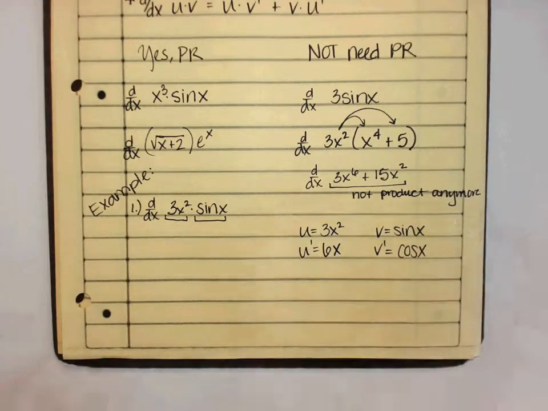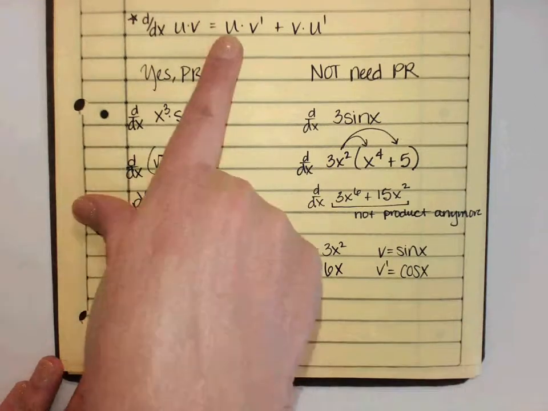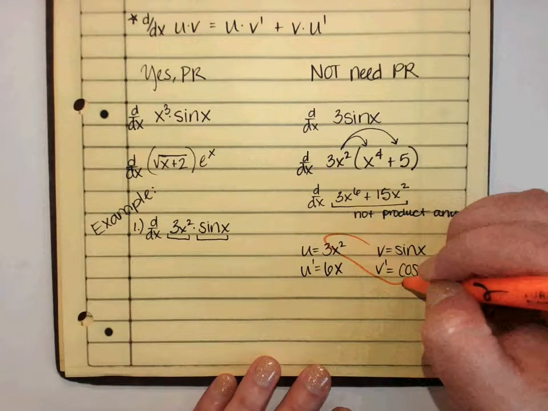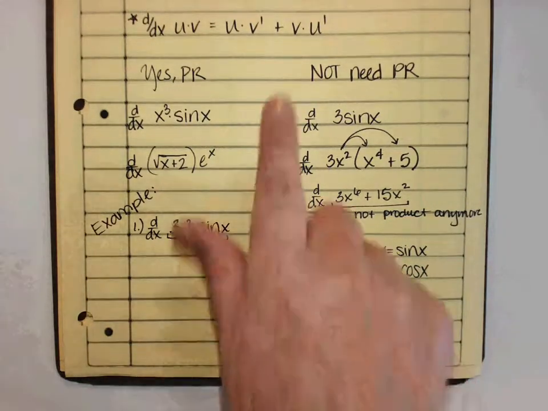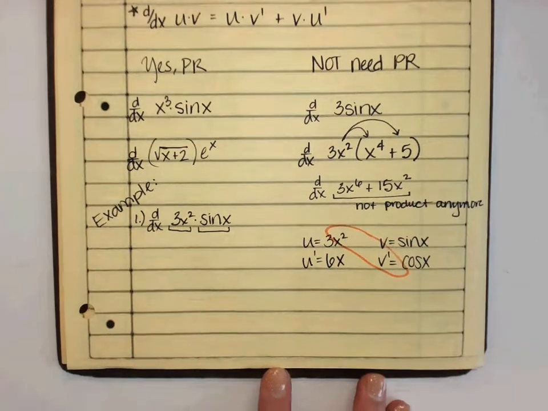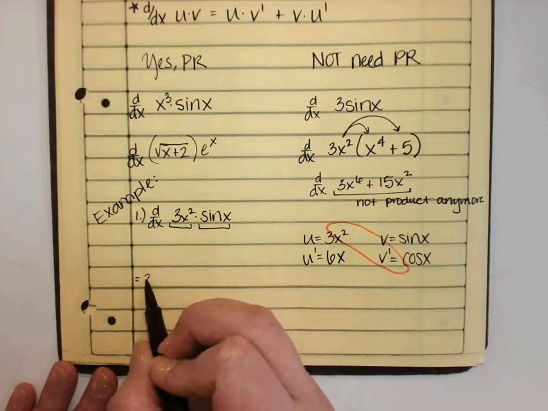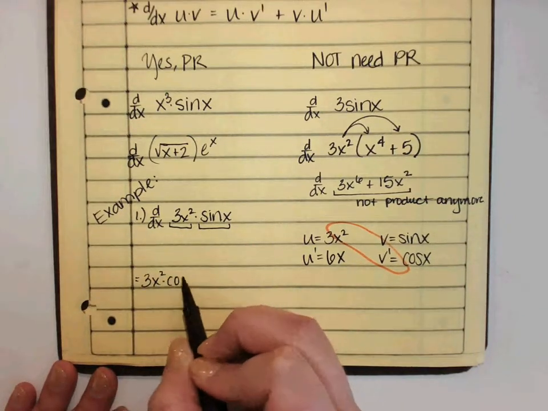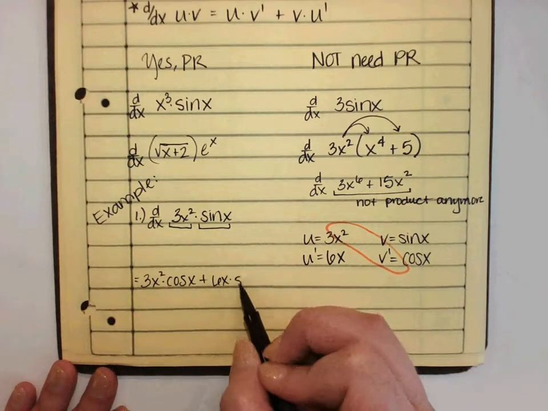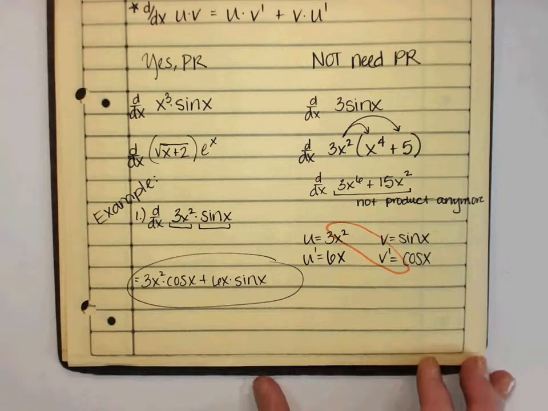Cosine x. And then if you look at your little short rule that I made you right here, you're going to do u v prime, that's this diagonal, plus, and then you're going to do v u prime, which is this diagonal. So that, I think, makes it easier. So I would put it equals 3x squared cosine x plus, and then the other diagonal would be 6x sine x. Easy. So that's the answer?